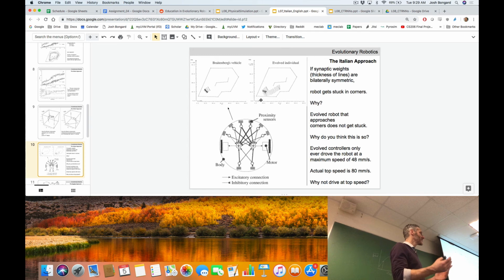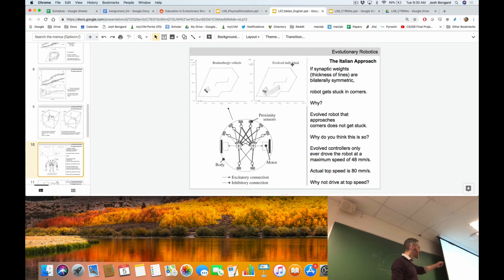Now that kind of makes sense because obviously it's got to slow down a little bit to get around the turns, but when it's in a straightaway, it never accelerated to 80 millimeters per second. They did this a couple times and they got different solutions and it always seemed to top out at 48 millimeters per second. Why? We may not know why it's 48 rather than 47 or 49, but why less than 80? Was it processing time for the sensors to the motors? Like if it went in faster, it would miss signals?